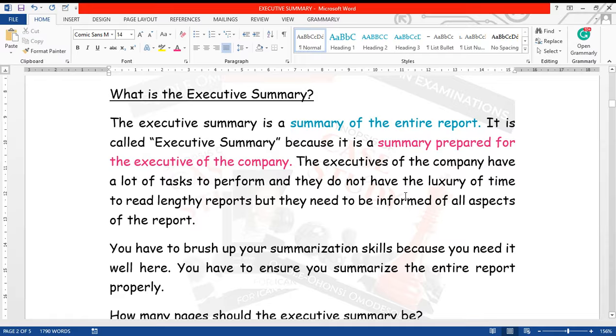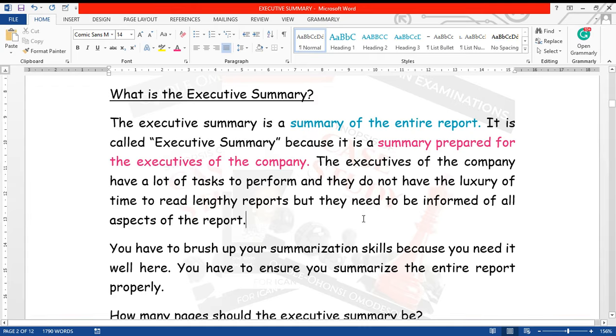So the executive summary is a summary for the executives of your company, and you have to ensure that it's not long. Now, why is the executive summary necessary? Since you have actually written everything, I've carried out the analysis, I've shown you the result of the analysis, I've given you recommendations, I've given you conclusions, why do I still need to do a summary?